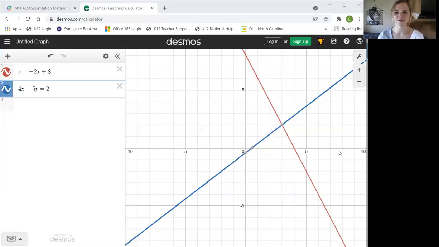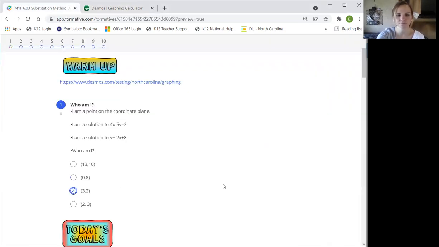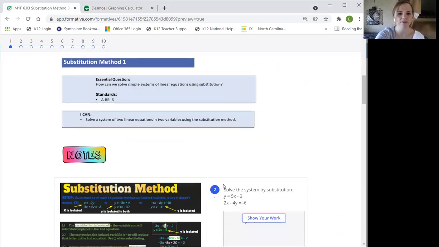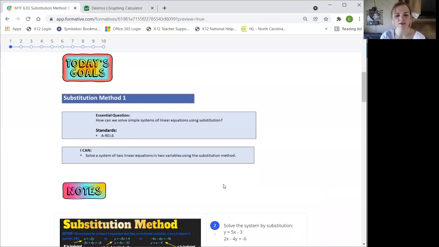Hopefully you notice that this is a graphing solutions problem. If you graph both of those equations, you can see that the solution is (3, 2). That one's easiest done by graphing. Today we're going to look at how I can solve systems of linear equations by using substitution.